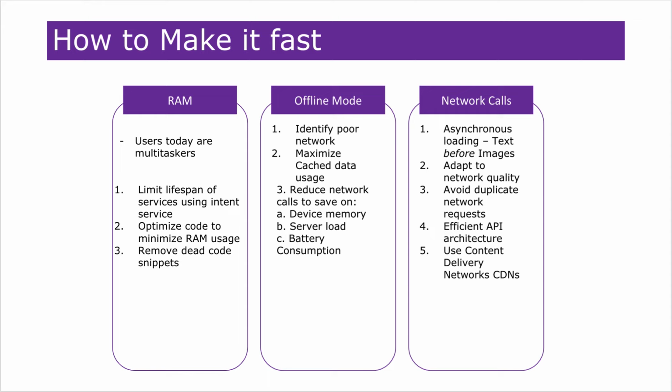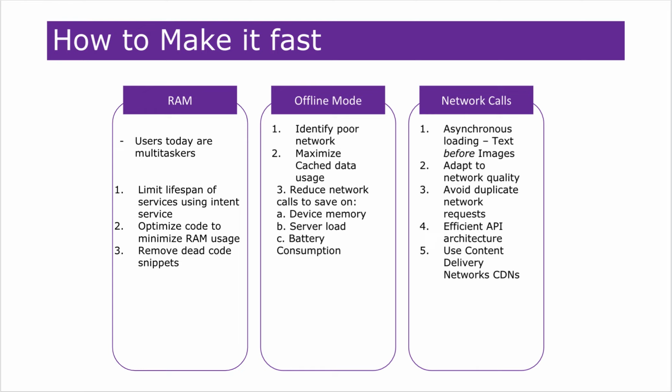And finally, trying to optimize on the network calls. So how do you do that? As a general rule, take up loading of text before images, and these calls should be asynchronous. So always text first, images later. Second is adapt to network quality, and this is somewhat the same thing which we covered in the offline mode.